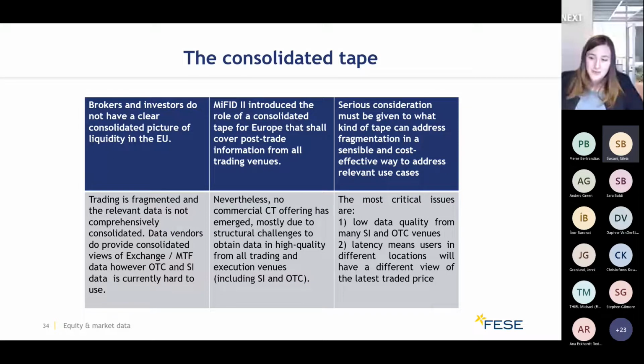So we do have data vendors who provide consolidated data to clients. But that's mostly what we see in practice. That's mostly the data of what's happening on the stock exchanges and MTFs, so the lit market. That's mainly because that's data of quite high quality, so it's quite easy for a data vendor to aggregate it, normalize it, and give it to their clients. With regards to OTC, so over-the-counter, and systematic internalizer data, it's still hard to use. In terms of quality, it's still lacking. And that is where there are definitely improvements that need to be made, in order to make it easier to consolidate that also for a full picture of what's happening in the market.